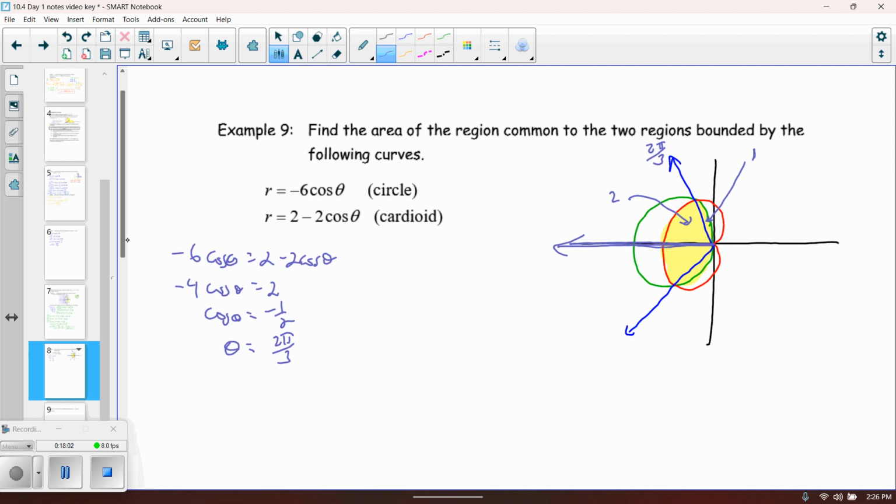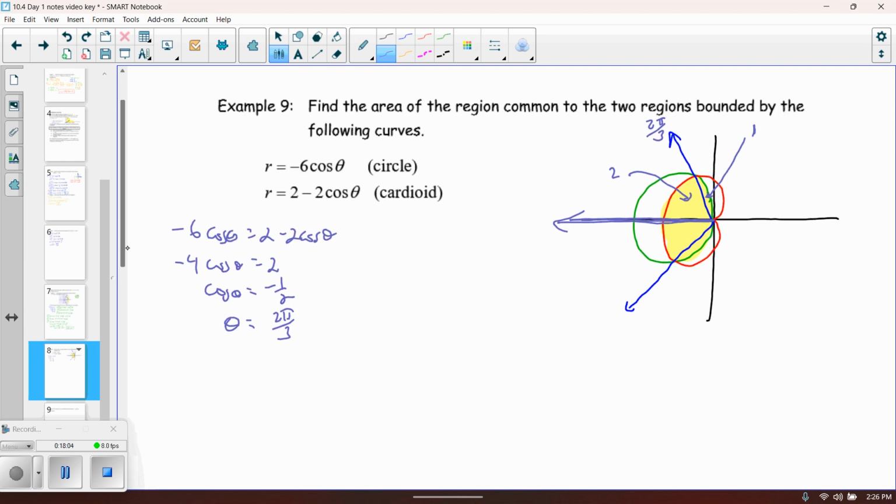So again, I'm going to help you set it up, but I'm not going to finish it. I will tell you what the answer is going to be, though. It's a good one to practice. So we know that we're going to double the entire thing to get our area.